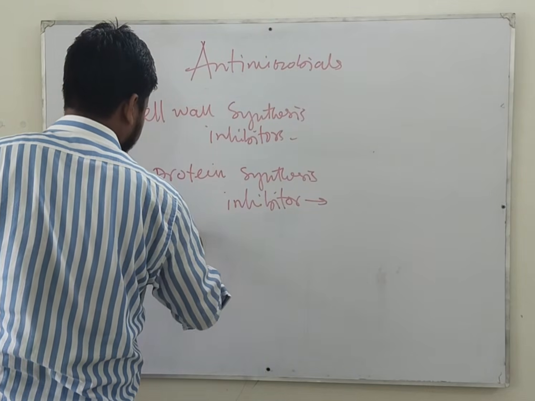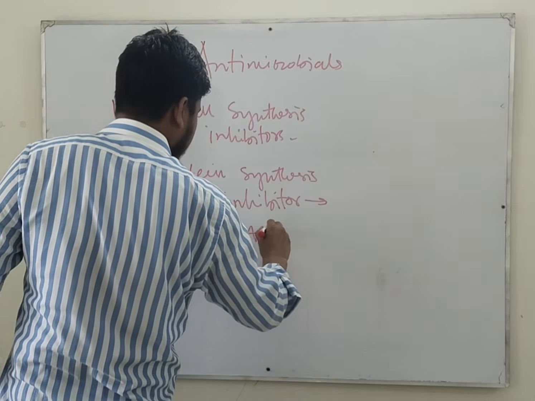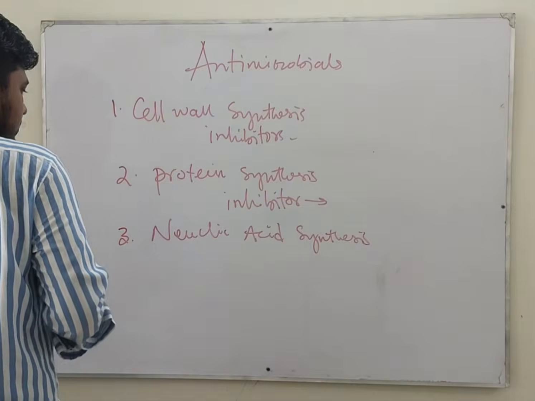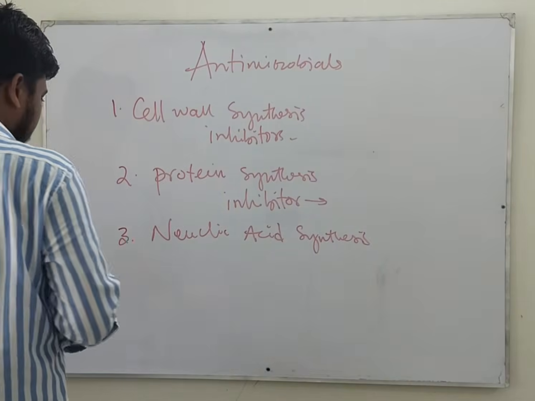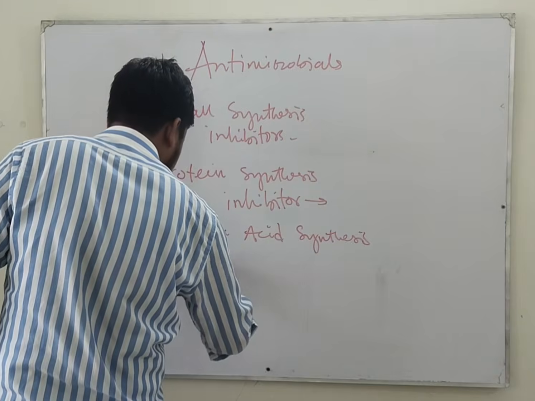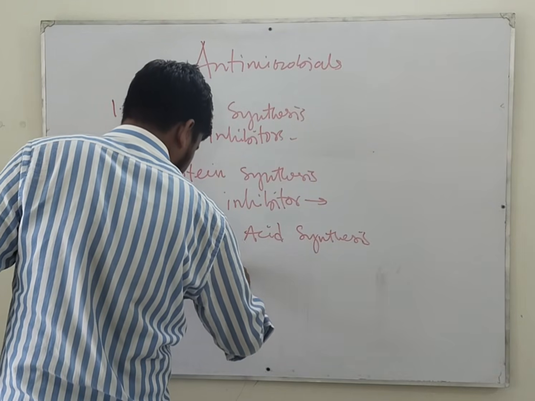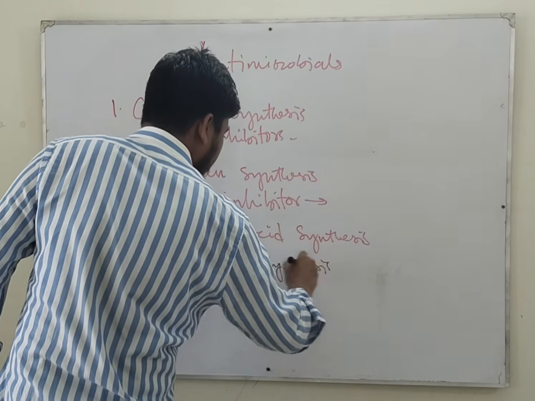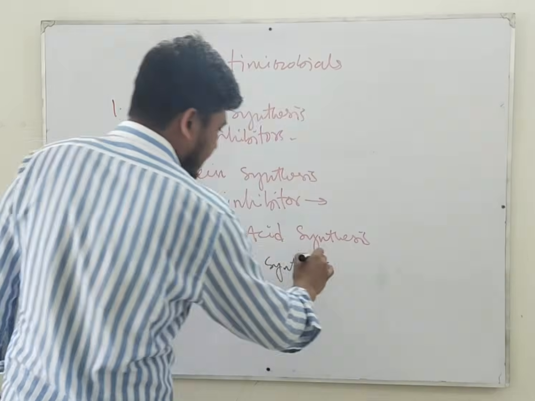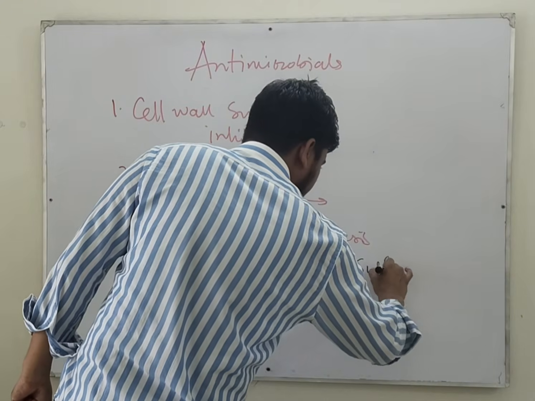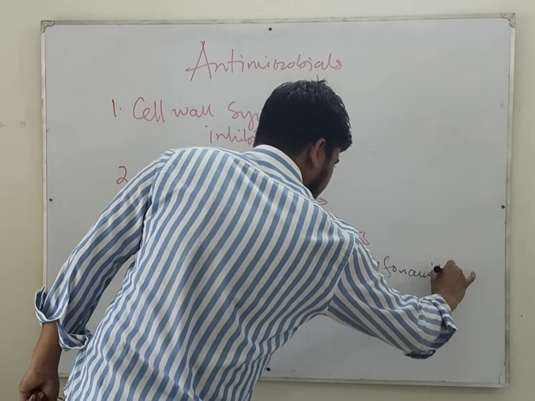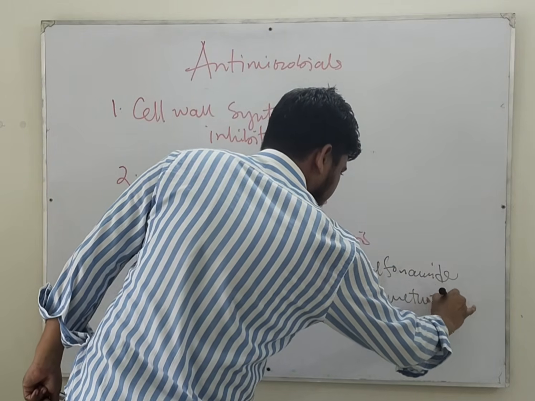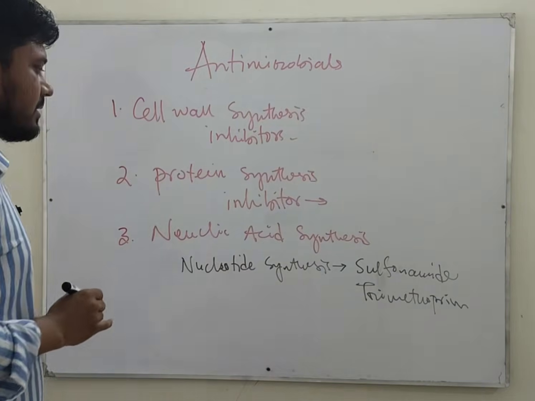Then number 3, nucleic acid synthesis inhibitors. Some inhibit nucleotide synthesis, like sulfonamide and trimethoprim.